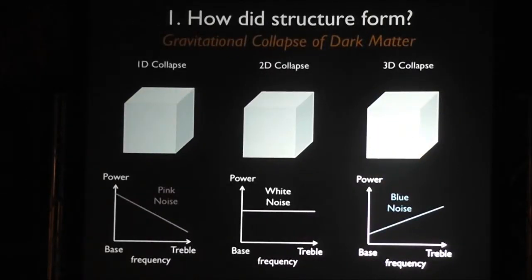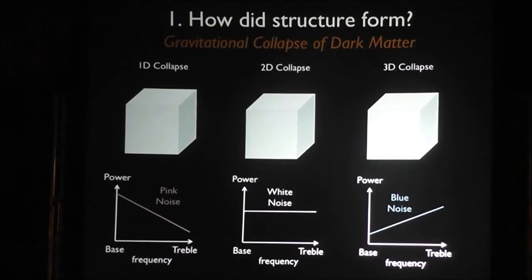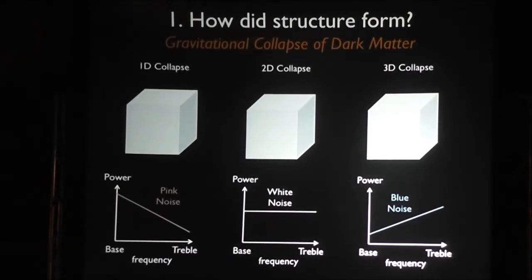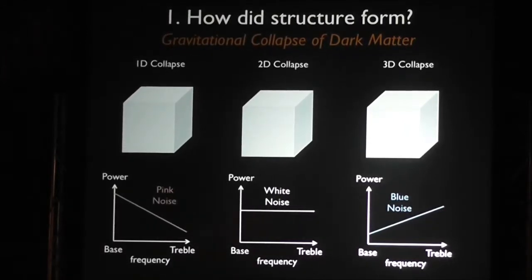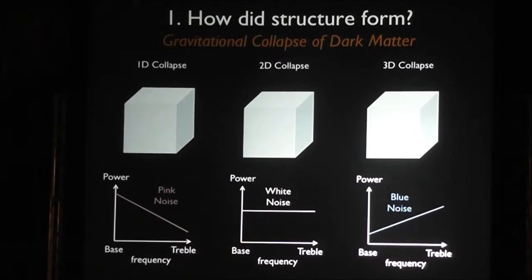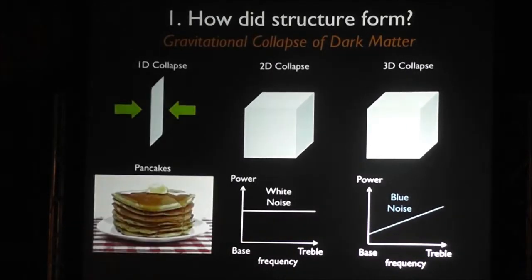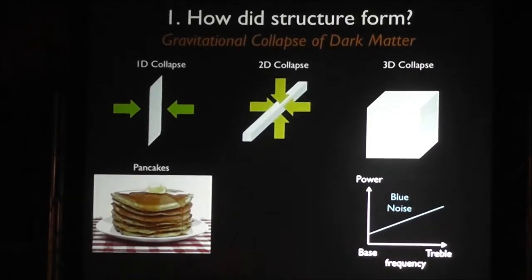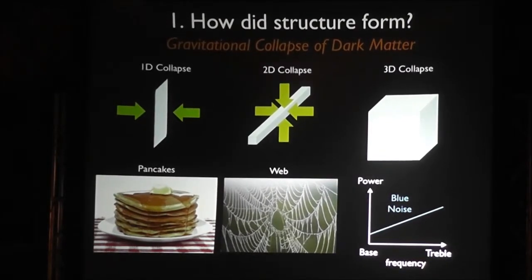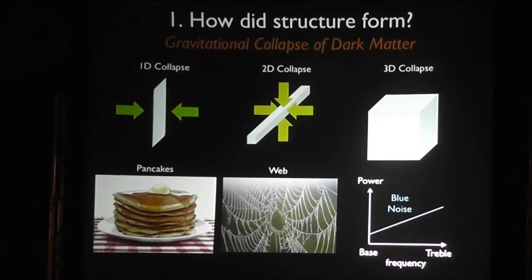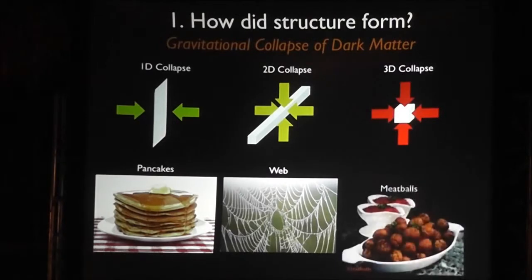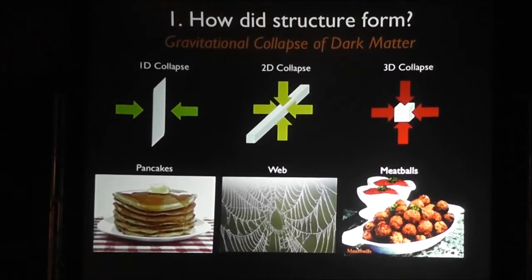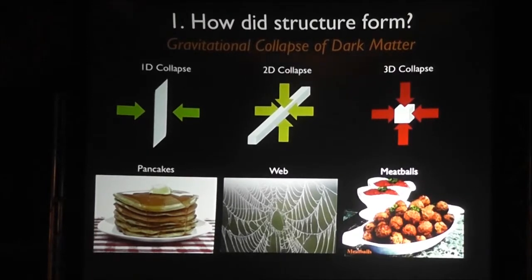Okay, so how does structure form? Well, there's this sea of noise, of fluctuations, and it can have a different spectrum. It could be really bassy, it could be really trebly, or it could be something in between. And if it's really bassy, it's called pink noise, and you tend to get structures like pancakes. That's loud. If it's in between, you get two-dimensional collapse into long filaments like a web. And if it's blue noise, emphasizing the high-frequency side, you get collapse into lumpy structures that look like meatballs.